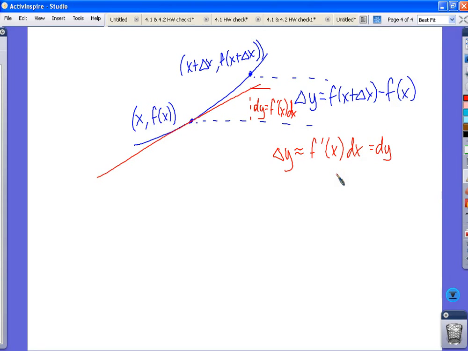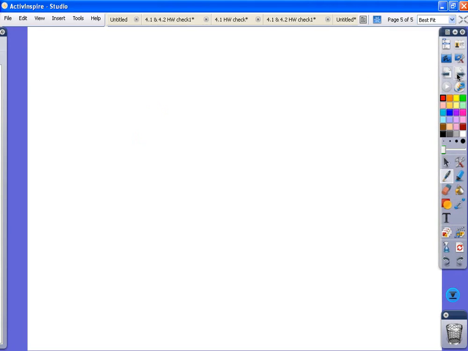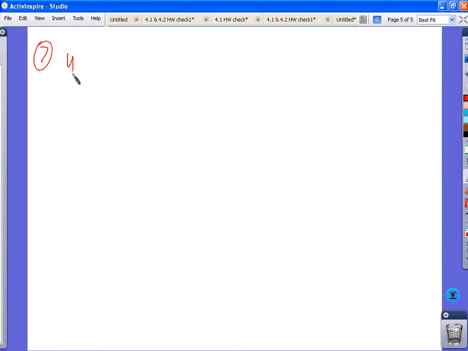A couple more minutes left, so let's work on this. I'm stuck on seven, because I found f of x plus delta x, but I can't find delta y. Okay, so let's work on that. I'm going to cruise through this one. x cubed. x is 2. And delta x, which is going to be dx, is 0.1.